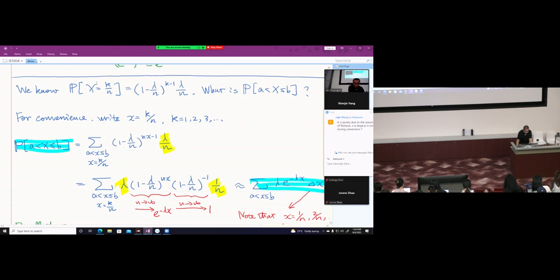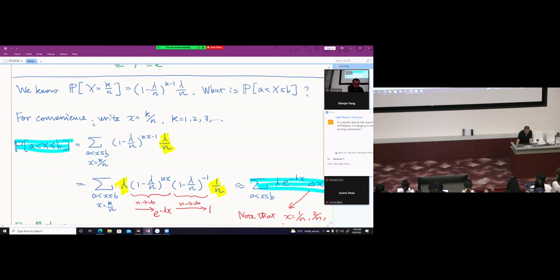So again, since this x is the time until we see the first heads, we flip n times per minute, and the probability is lambda over n. So for this case, what is the probability that x takes the value k over n? It means that we need k flips until we see the first heads. As we explained, it follows this expression because of the geometric distribution. And now we wish to know the probability that this random variable takes a value between a and b. Here a and b are two positive numbers with b bigger than a. So how to calculate this?